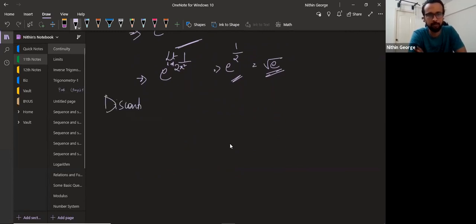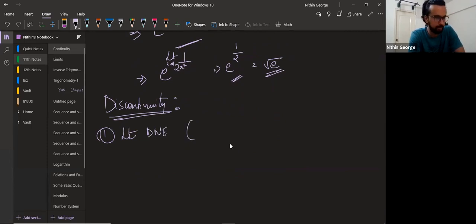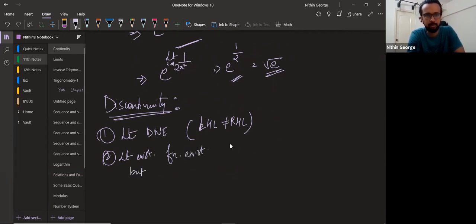Okay, so here's a bit of a note for you to take. Discontinuity will have three factors. Three reasons. One is the limit does not exist. Basically LHL not equal to RHL. Second, limit exists, value of the function exists, but they are not equal. Limit exists, function exists at that point, but they are not equal, means they are discontinuous.